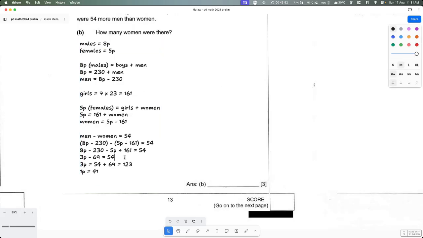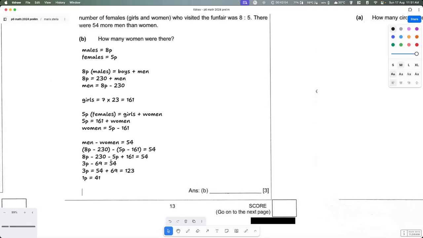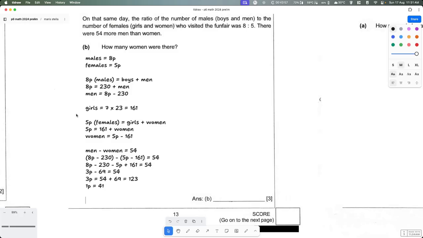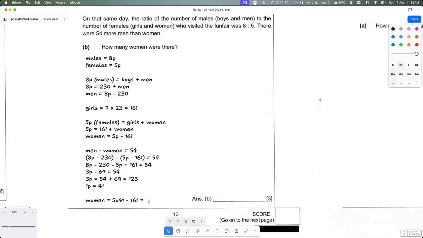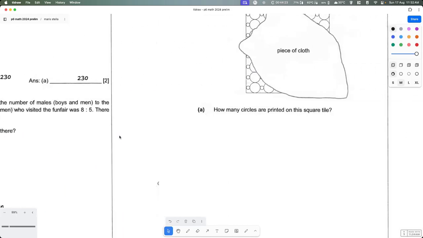And then from here we know how many parts are women. So women is equal to 5 times 41 minus 161. So 5 times 41 minus 161 is equal to 44. There you go. So the answer to women is 44. All right, let's move on to the next question.